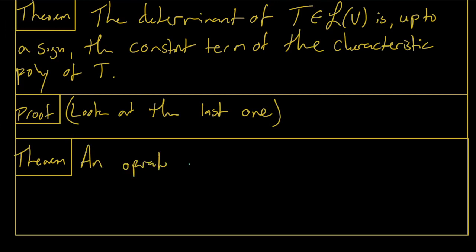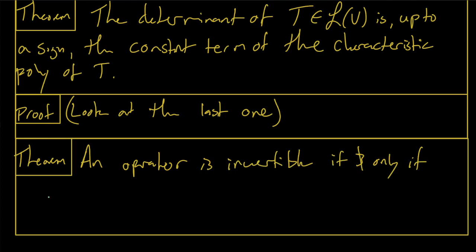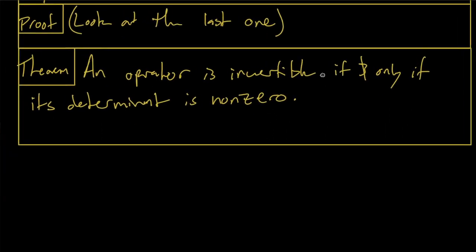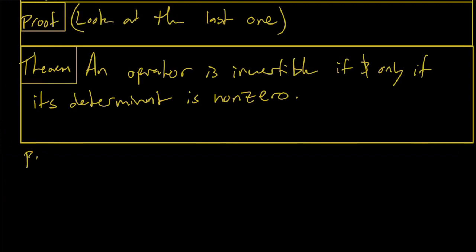An operator is invertible if and only if its determinant is non-zero. Everyone knows this. This is not a crazy fact at all.